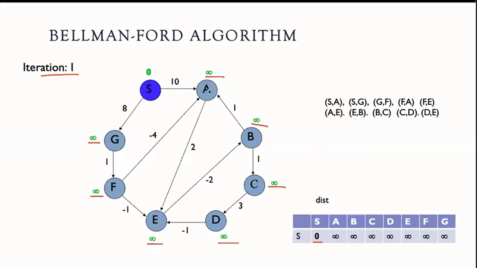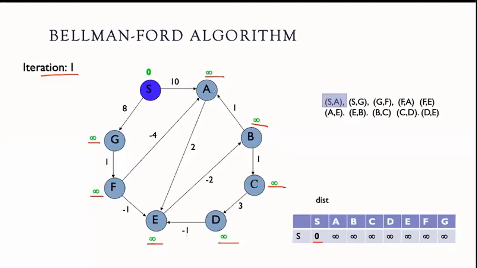Distance, this is edge UV. If you take it as edge UV, distance of A is equal to 0 plus 10, the weight of this edge. Okay, first we shall consider edge SA. So distance of A is now infinite. You can update it with 0 plus 10. If 0 plus 10 is less than infinite, then distance of A will be updated with the value 10.